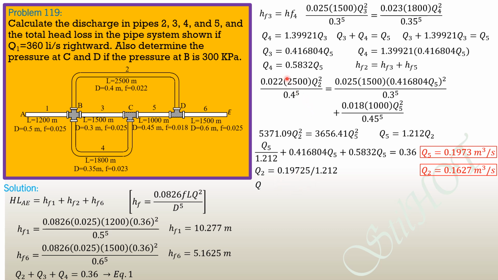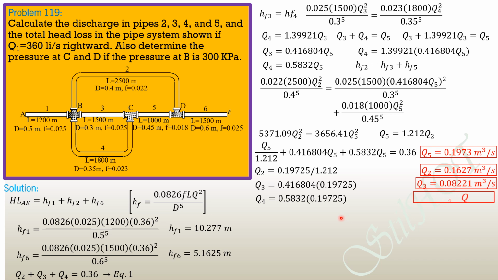Then Q3 is 0.416804 of 0.19725, which is Q5. So Q3 is equal to 0.08221 cubic meter per second. Then Q4, which is this, 0.5832 times 0.19725. So Q4 is equal to 0.1150 cubic meter per second.